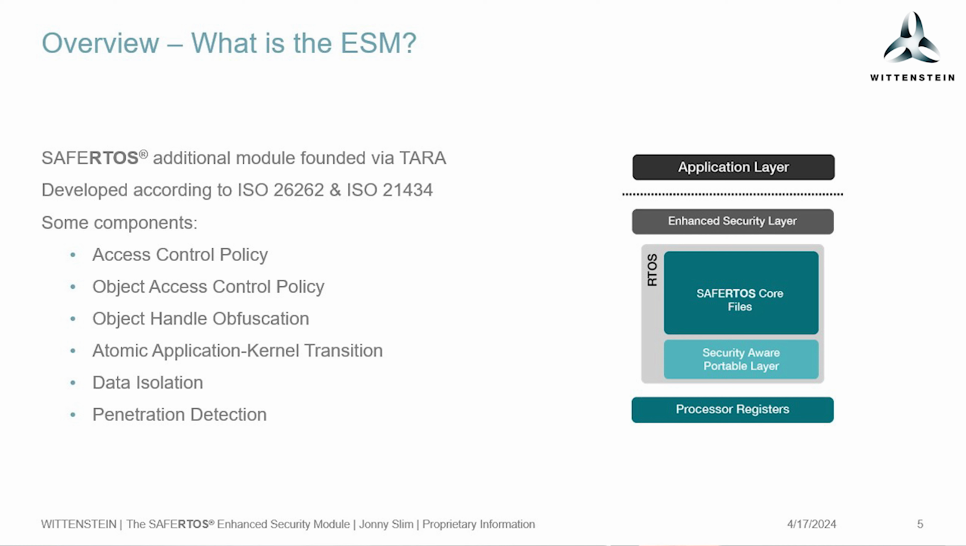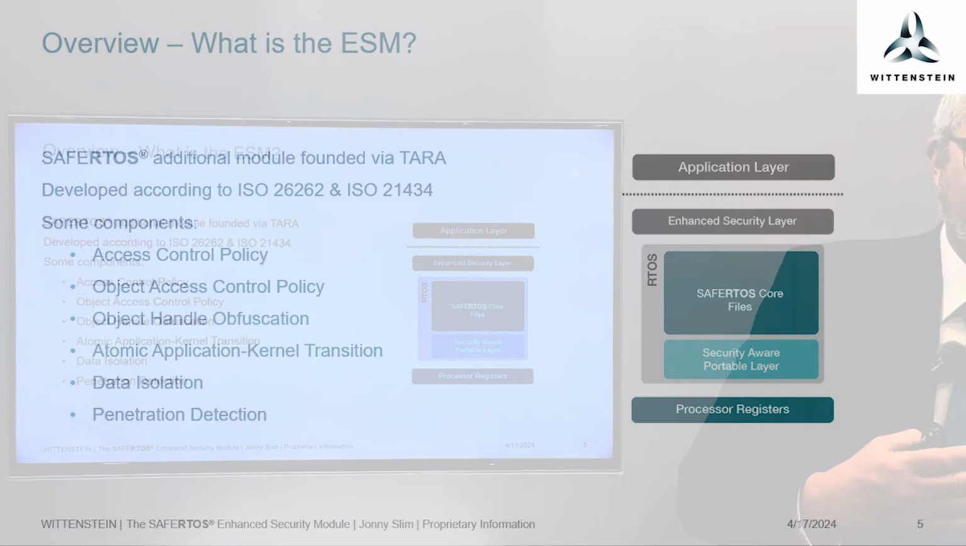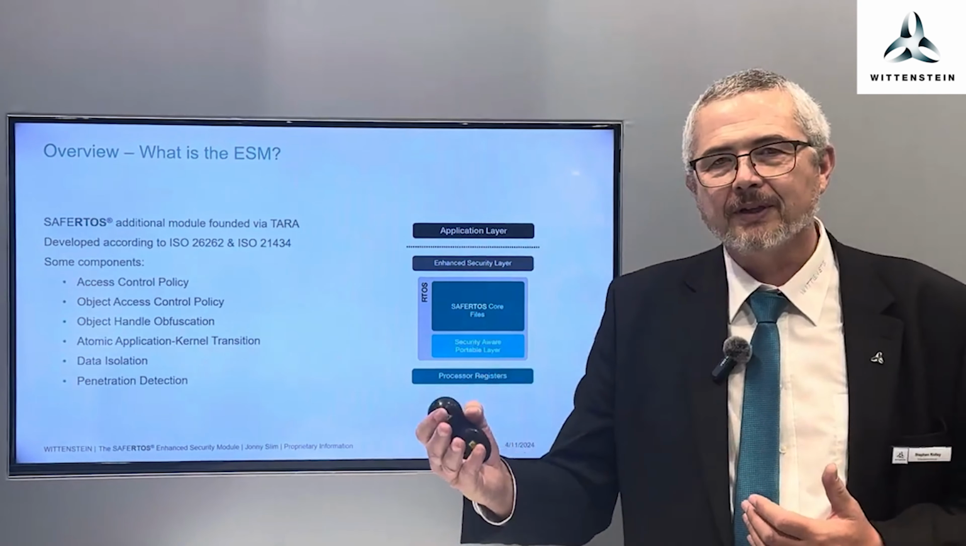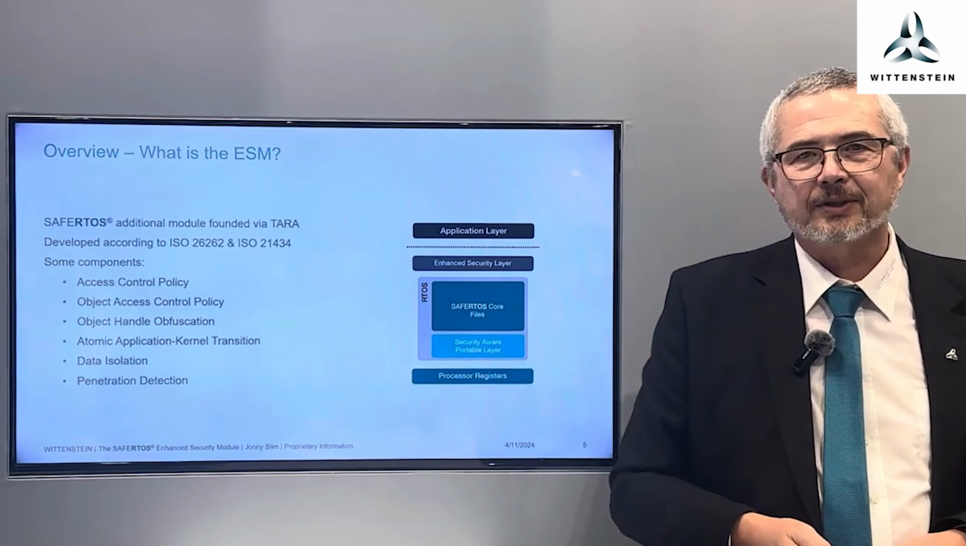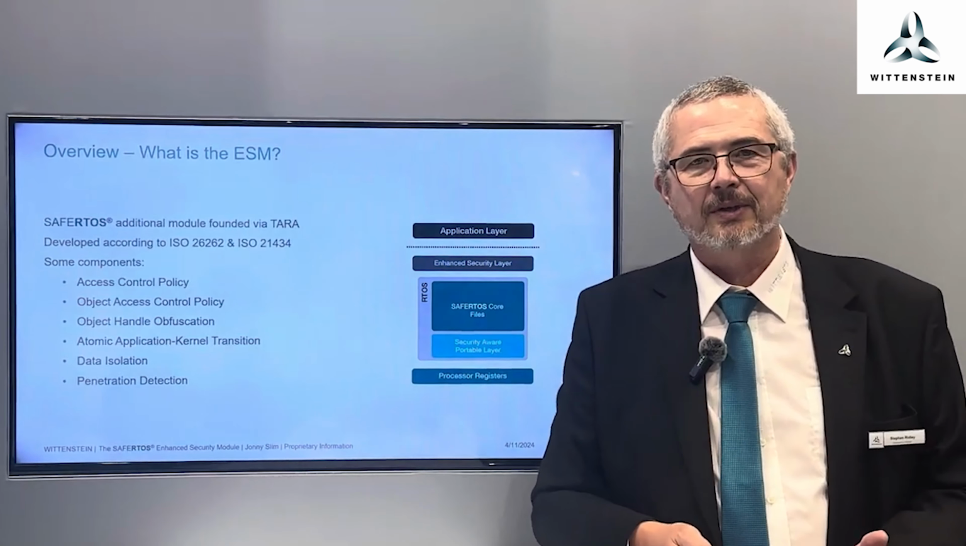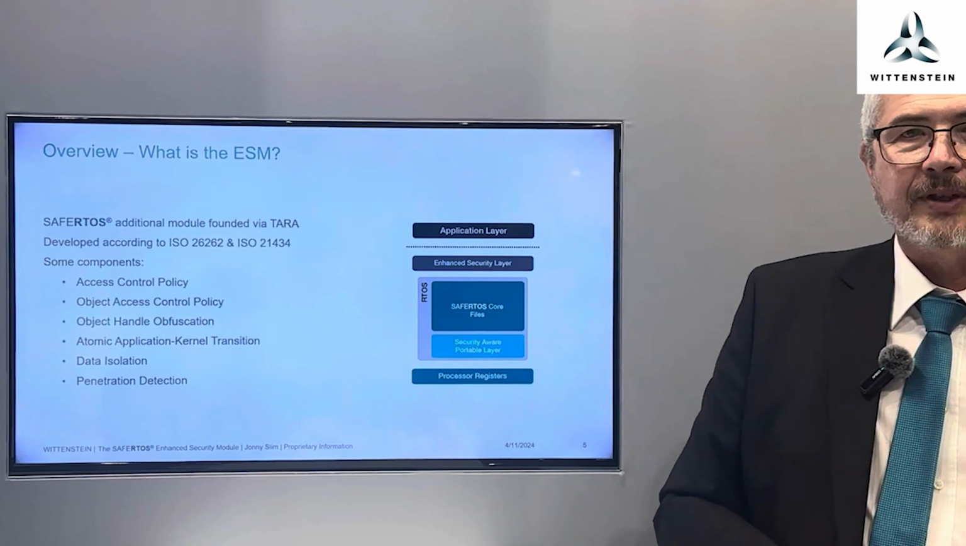This atomic kernel transition is really the guts of the security-aware portable layer. There were a number of exploits identified where the elevation of privilege into the kernel and coming back did allow exploits where the user code would gain elevated privileges within the system.